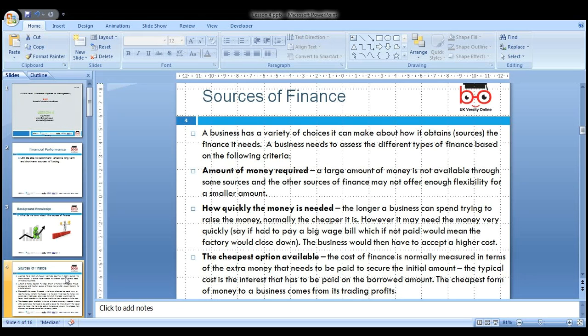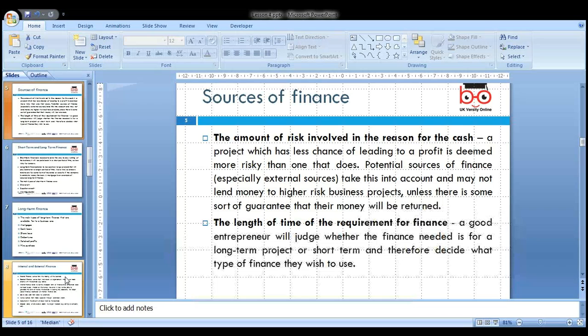So how can we find the cheapest option? Information is the lifeblood of any business. You need to make sure you get the right information at the right time, through the right source of information, so that will help us find the best options among the sources of finance.